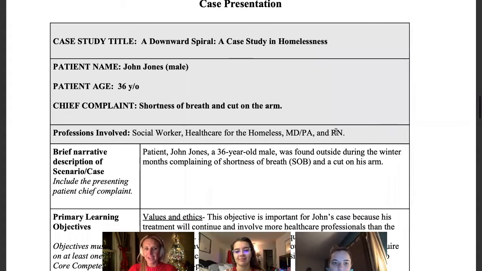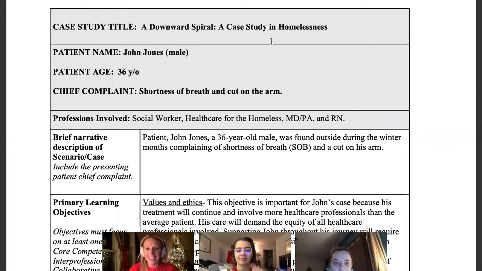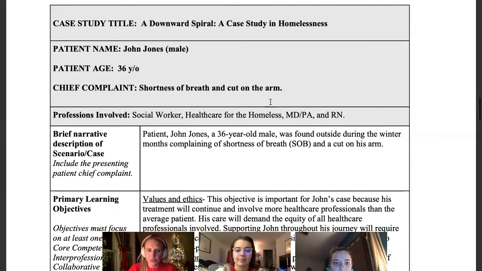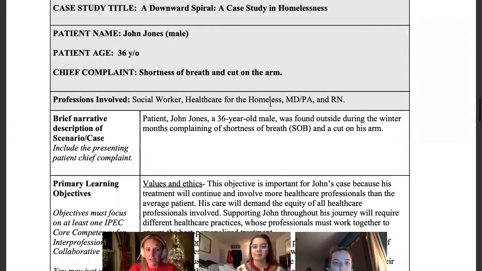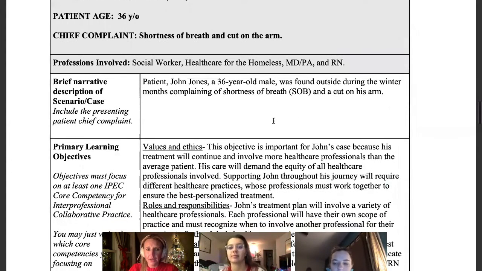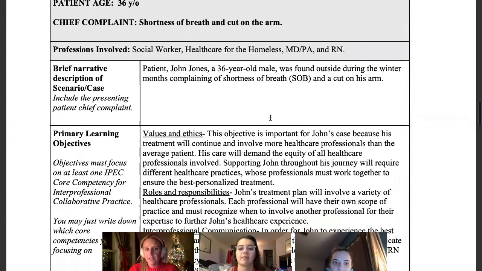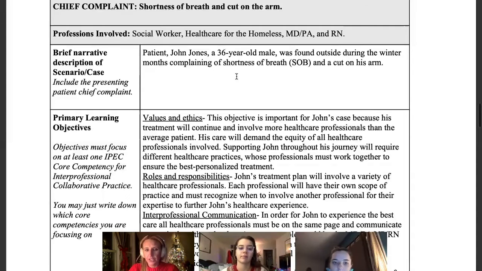Our case study title is A Downward Spiral, a Case Study in Homelessness. Our patient's name is John Jones. He is a 36-year-old male, and his chief complaint was shortness of breath and a cut on the arm. Our brief narrative is that patient John Jones, a 36-year-old male, was found outside during the winter months complaining of shortness of breath and a cut on his arm.